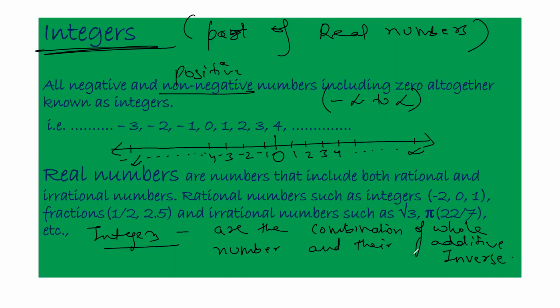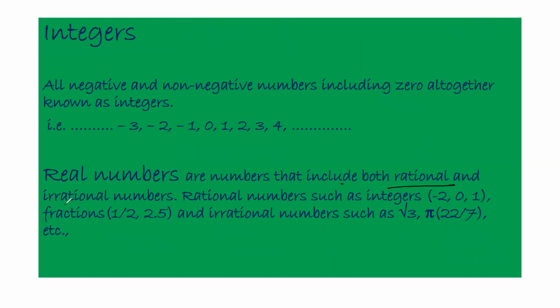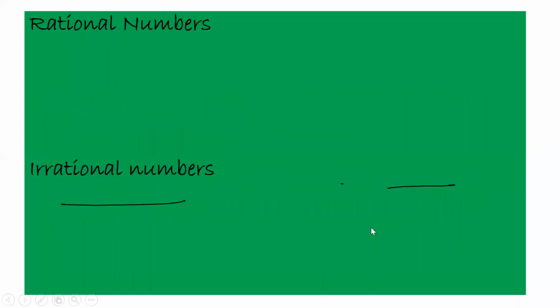Now moving to the next part, which is real numbers. Real numbers, I already told you that these are both the rational and irrational numbers. So let's talk about the rational and the irrational number. Now, first one is the rational numbers.